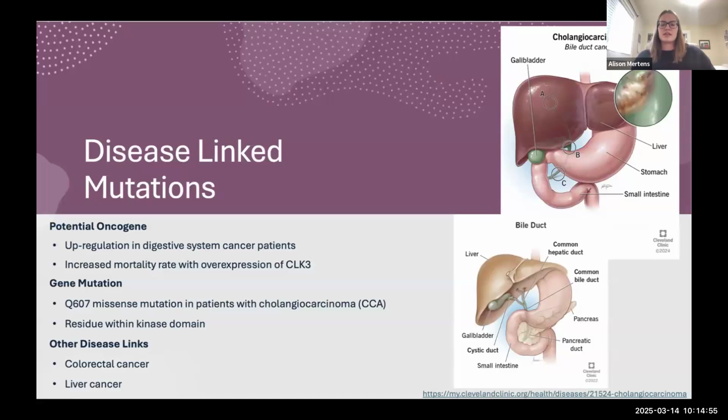Recently, CLK3 has been investigated as a potential oncogene in digestive system cancers such as cholangiocarcinoma or CCA. An overexpression of CLK3 has been observed in patients with CCA, which correlates with an increase in mortality rate. A missense mutation of glutamine at position 607 within the kinase domain has been identified that upregulates CLK3 and therefore indicates CLK3 as a direct oncogene. CLK3 is also overexpressed in other digestive system cancers such as colorectal and liver cancer, but the specific mutations are less completely characterized.